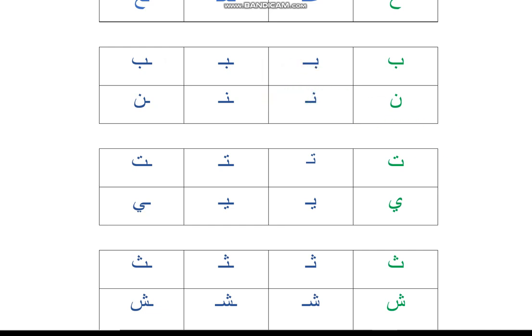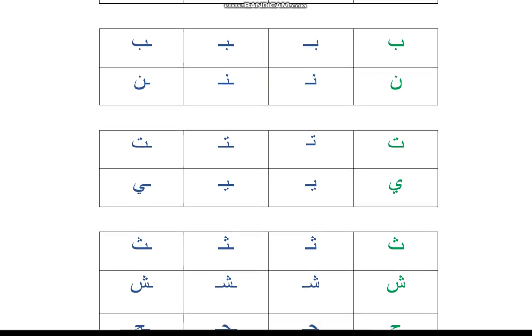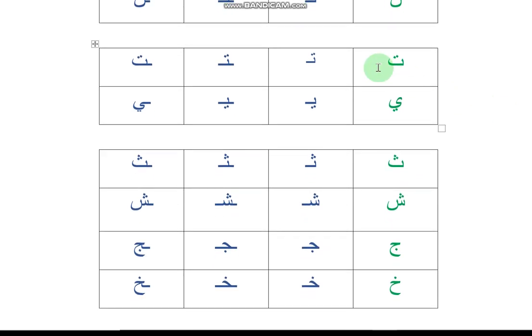Take note of it. And likewise, let's look at Tau and Yao. This is Tau in isolation, Yao in isolation. Tau has two dots on top, Yao has two dots beneath. And this is Tau at the beginning and Yao at the beginning. See, the dots will come under, while the dots of the Tau will be at the top. And this is Yao at the medial stage, and this is Tau at the medial stage. This is Tau at the final stage, and this is Yao at the final stage.